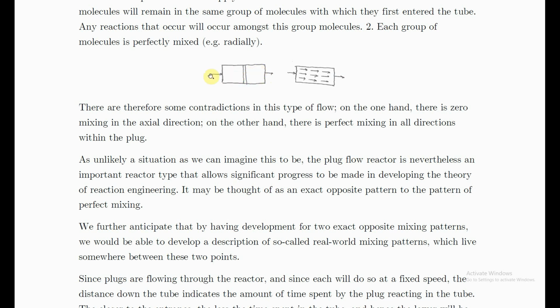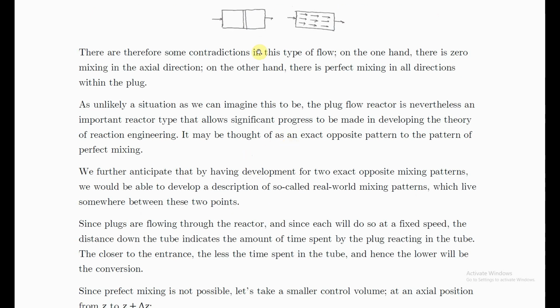So imagine a high flow rate through this reactor. Then on average the molecules will stay close together and they won't communicate with the other groups. So that's the other extremum, and that's why we are doing this, right?